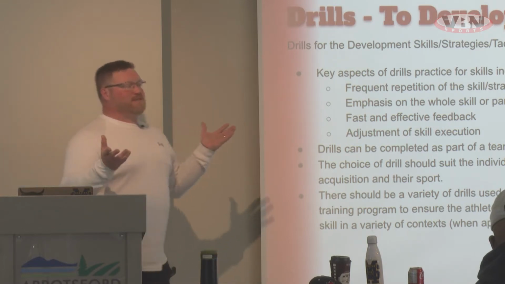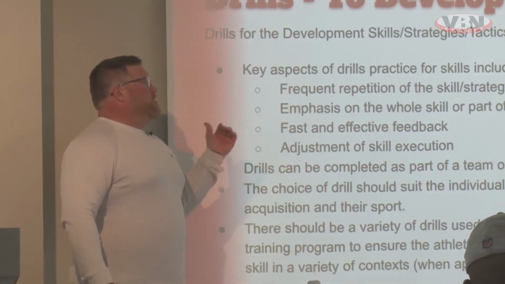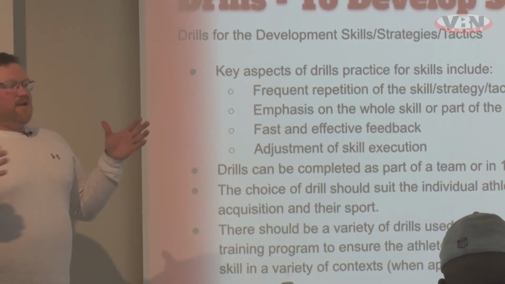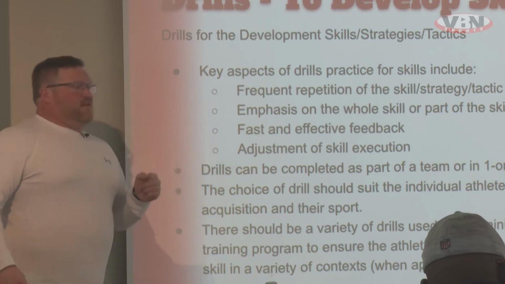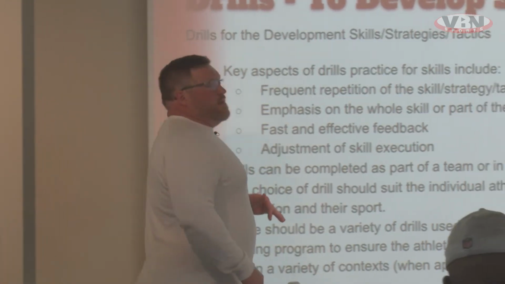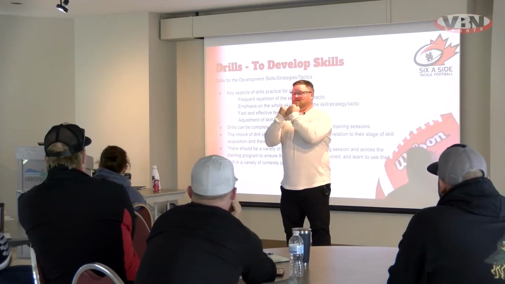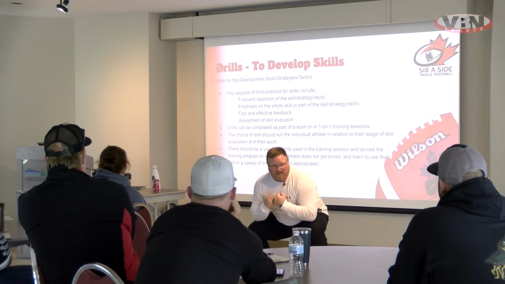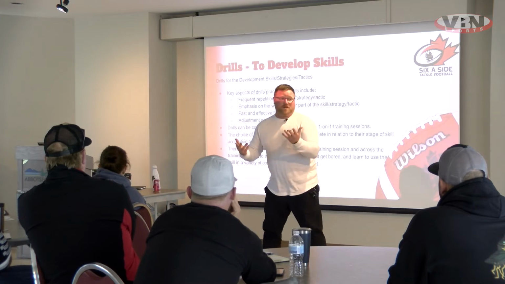So how do we keep it simple? Okay, emphasis on the whole skill or part of the skill, strategy, or tactic. So are we looking at this holistically, or are we narrowing it down, breaking it down into its parts? Fast and effective feedback, all right? So it's pretty easy to get your own fast and effective feedback. Am I holding my face mask? Are my elbows on my knees? Are my toes pointed forward? Are my eyes up? Because from here, I can go into any football stance.